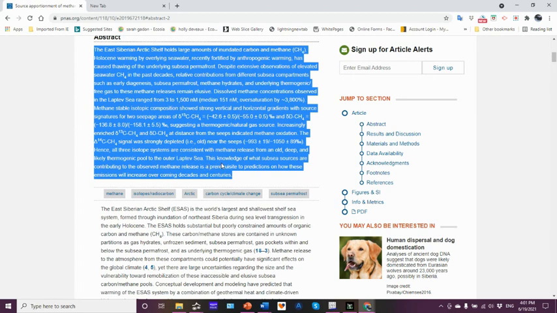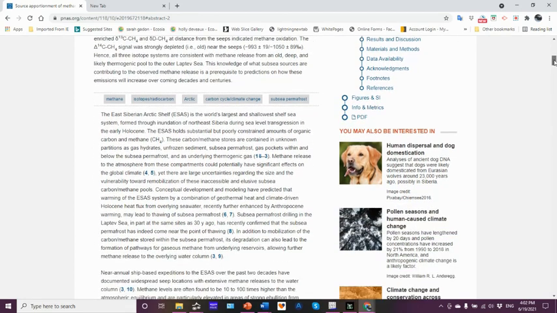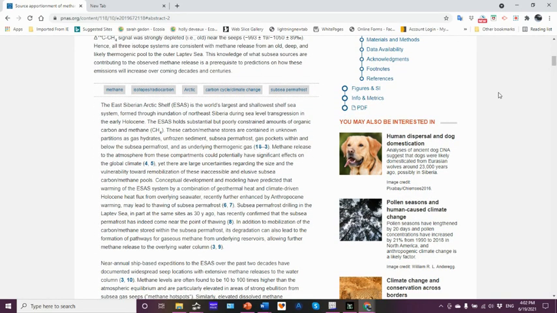This knowledge of what subsea sources are contributing to the observed methane releases is a prerequisite to predictions on how these emissions will increase over coming decades and centuries. They didn't sugarcoat it. So yeah, methane releases are going to increase. So all those people who kept dumping on Natalia Shakhova and Igor Semiletov, I think they owe those two fine researchers an apology.